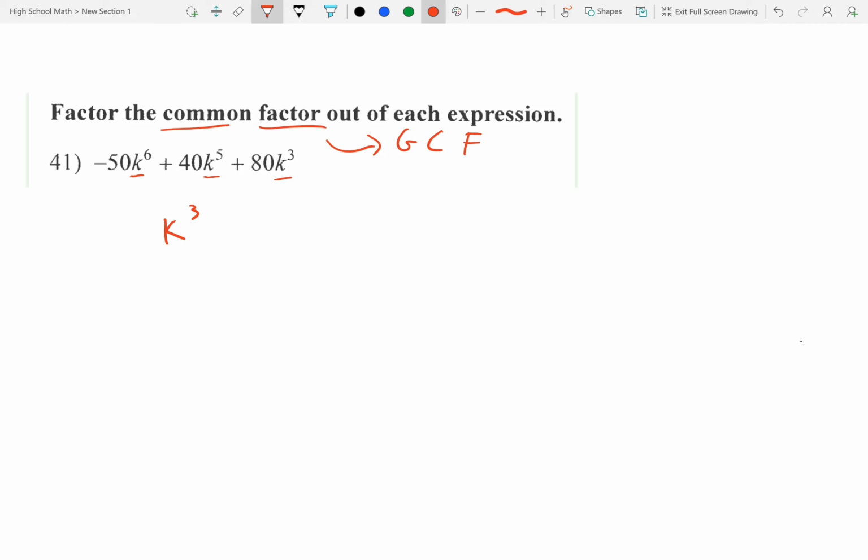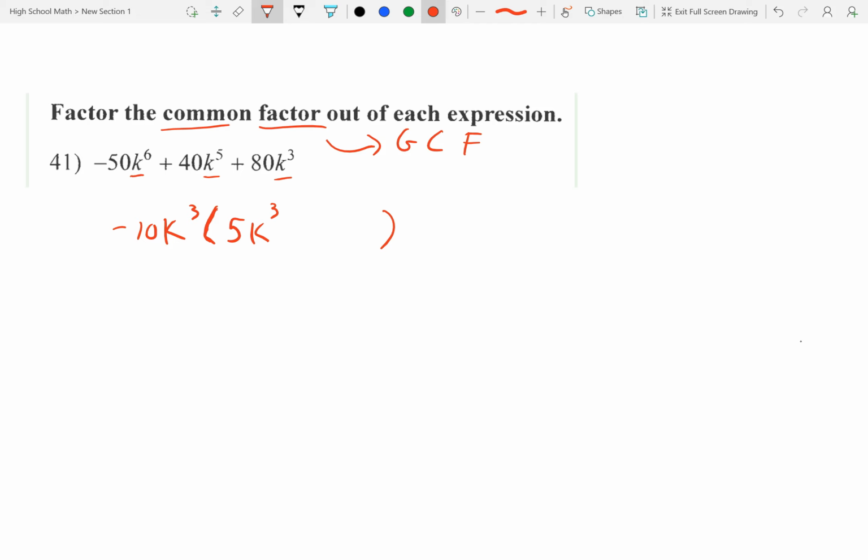Now typically if the leading coefficient is negative, we'll factor out that negative. You don't have to do that, but as a matter of course, that's what we'll typically do. Negative 50 divided by negative 10, that's 5. K to the 6 divided by k cubed, that's k to the third. Think about our product rule. When multiplying, we add exponents.